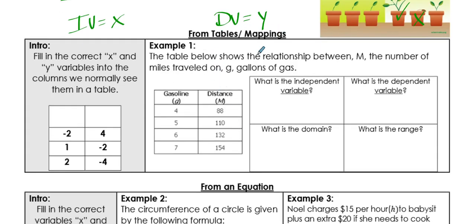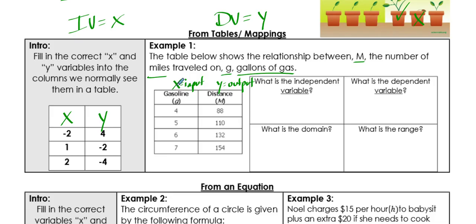So from a table or a mapping, first off, our table always looks the same. The x is always on this side, the y is always on that side. The letters might change. Like in this first example, the table shows the relationship between m, the number of miles traveled, and g, the number of gallons of gasoline. So the gas is on this side, the distance, which is represented as m, is on this side, so the letters can change. But either way, this represents our x, or our input. This represents our y, or our output.